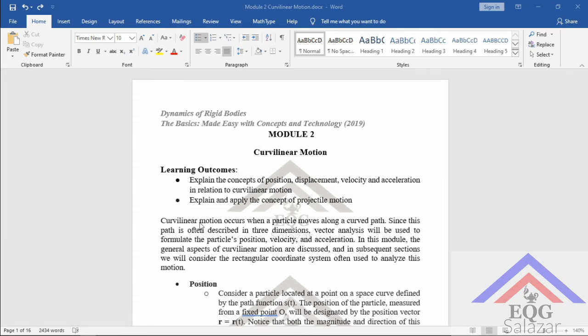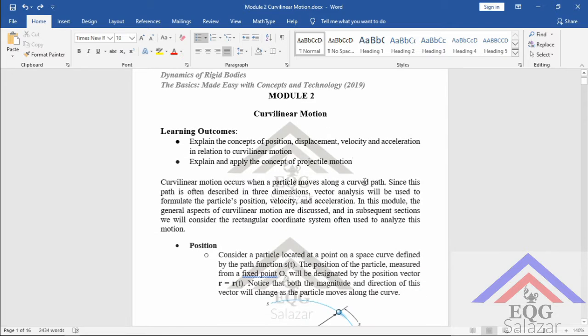Now, curvilinear motion occurs when a particle moves along a curved path. Since this path is often described in three dimensions, vector analysis will be used to formulate the particle's position, velocity, and acceleration. So that means we will be using vectors in this module. The general aspects of curvilinear motion are discussed, and in subsequent sections we will consider the rectangular coordinate system often used to analyze this motion.